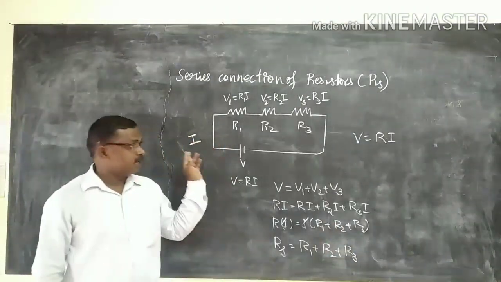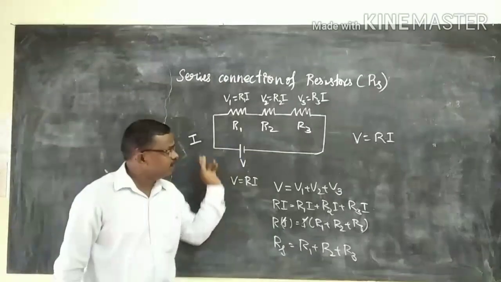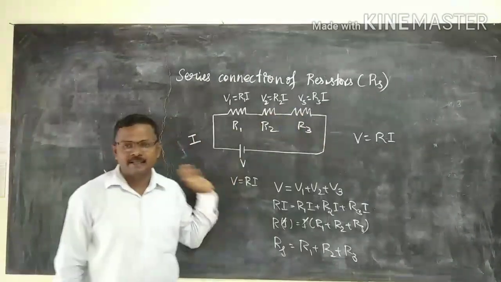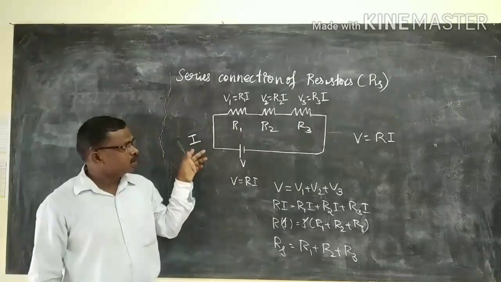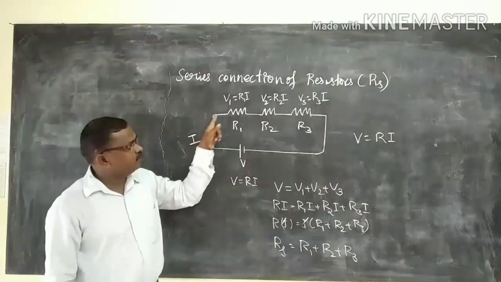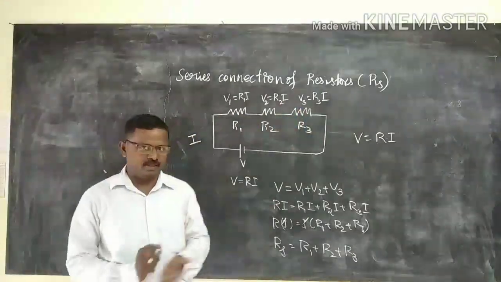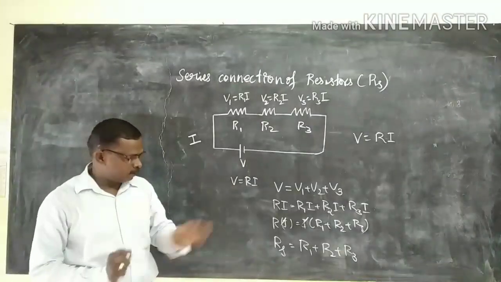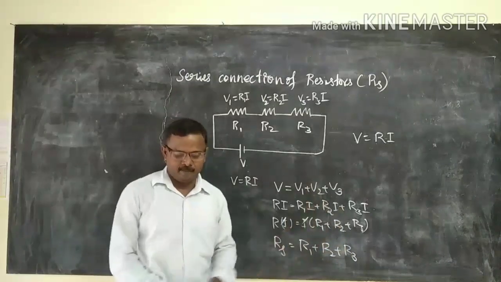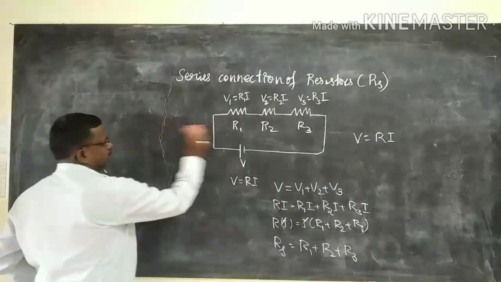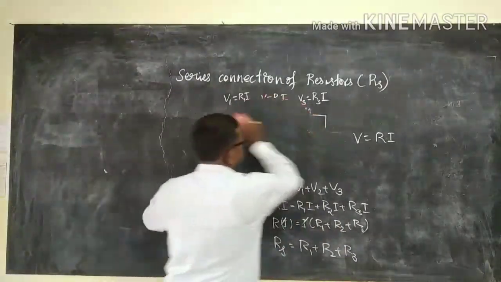That means the combined resistance of any number of resistances connected in series is equal to the sum of the individual resistances. That means Rs is equal to R1 plus R2 plus R3.